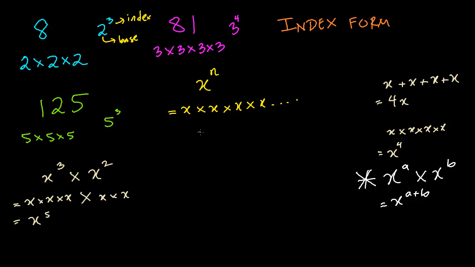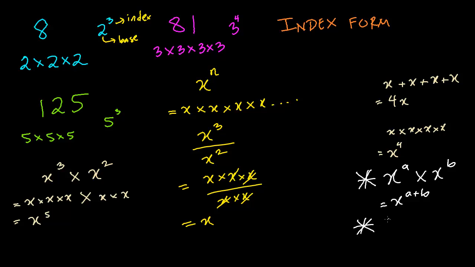Next, what about division? When we have x cubed divided by x squared, what we have is x multiplied by x multiplied by x divided by x multiplied by x, and we can see that these x's cancel off. We are left over with just an x. So this is the same as subtracting the indices. So we can write a rule: x to the power a divided by x to the power b is the same as x to the power a minus b.